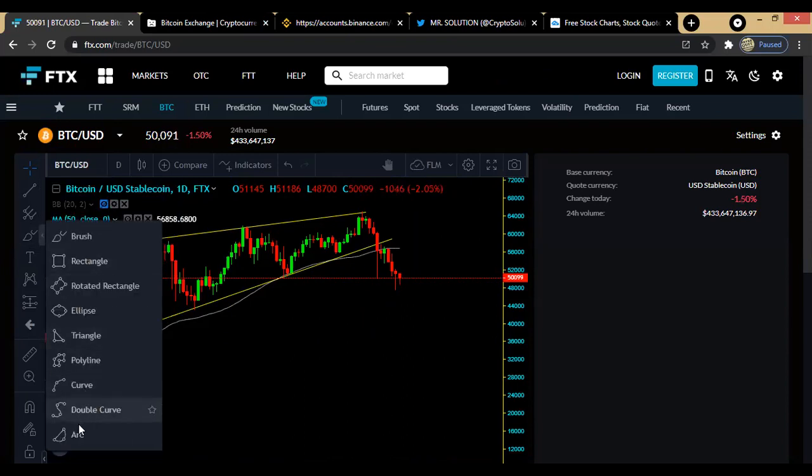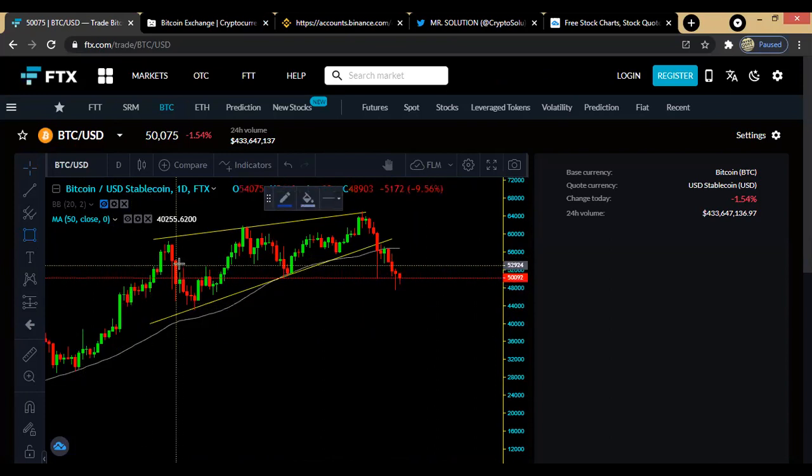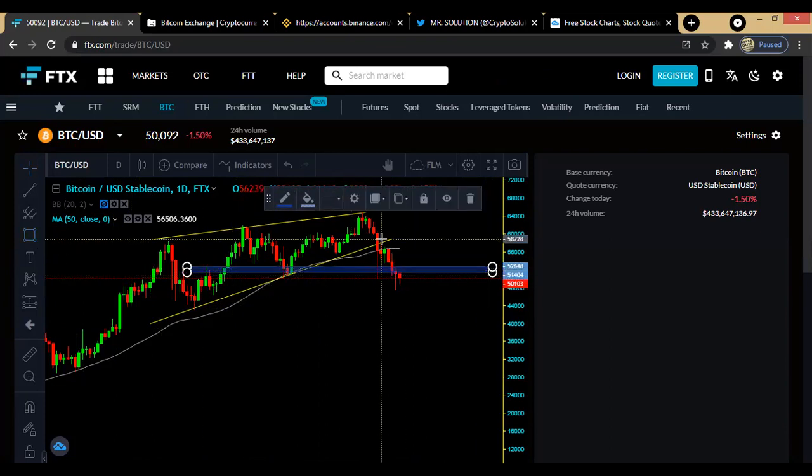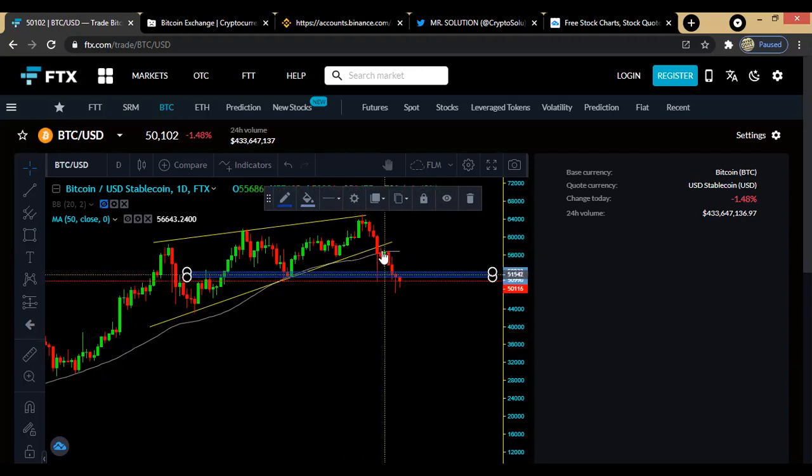So when we got this breakdown around here, let me get this rectangle. We got this here. This is actually a support zone. We saw the market breaking through the support, and immediately there was a rejection. It kind of shot back up immediately. This wick means rejection. Sellers pushed the market to this very level, but what happened next is that it was rejected, and then it shot back up again.